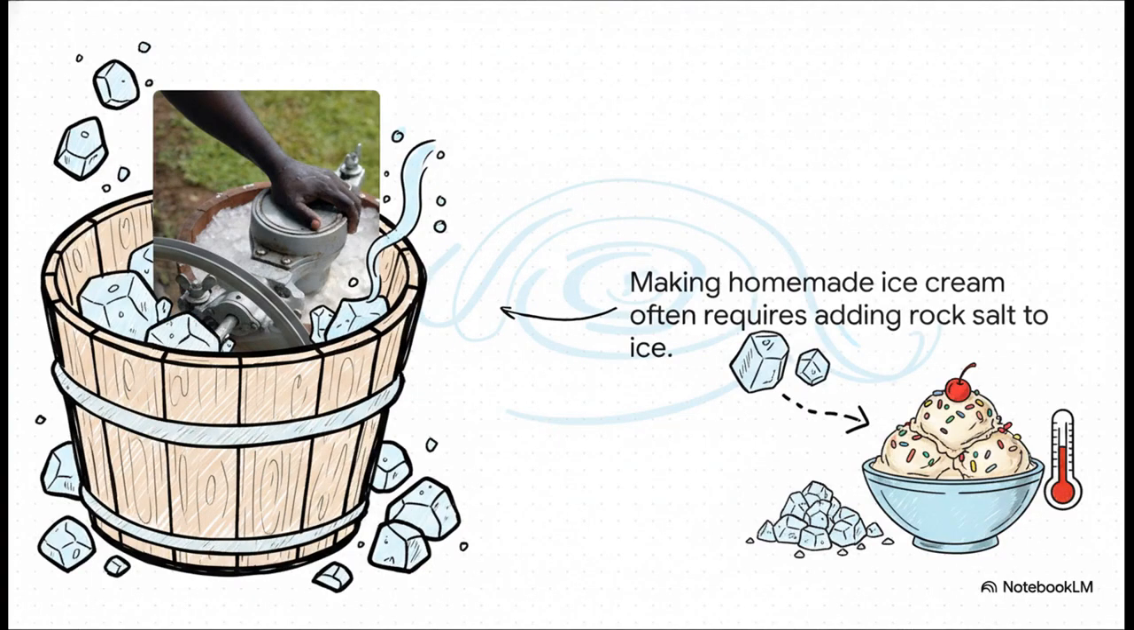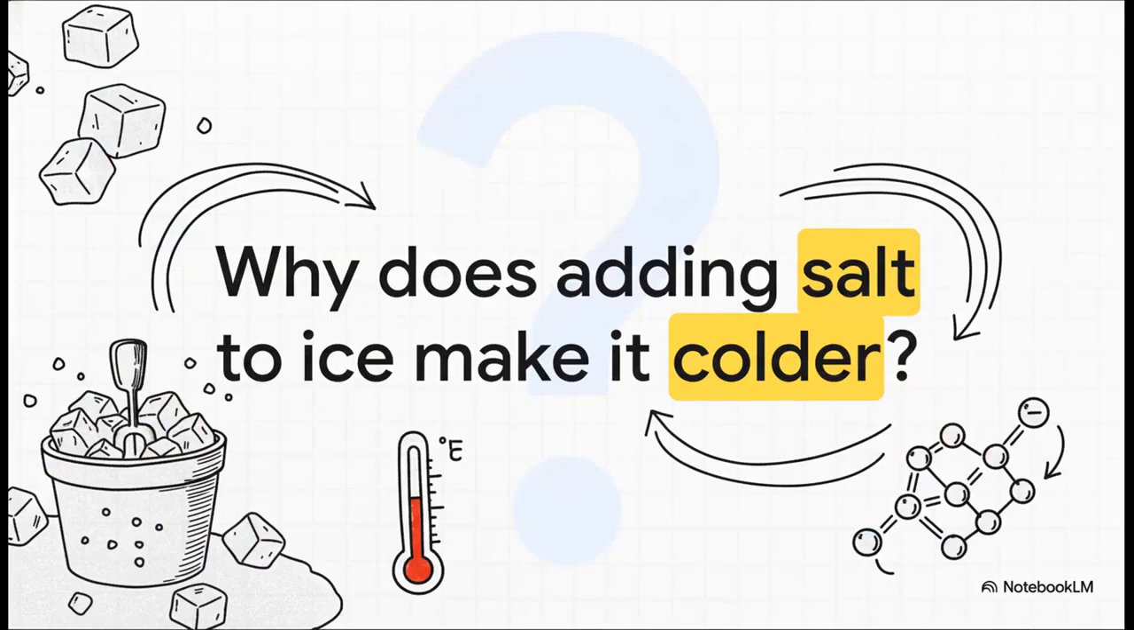So let's start with something fun and honestly pretty delicious, making homemade ice cream. If you've ever seen an old school recipe, it probably calls for a big bucket of ice and a whole lot of rock salt. But wait a minute, here's our first puzzle. Why on earth are we adding salt to ice to make something else freeze? It feels totally backwards, right? You add stuff to ice and the entire mixture actually gets colder than regular ice. How in the world does that work?